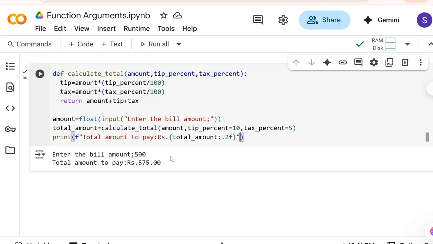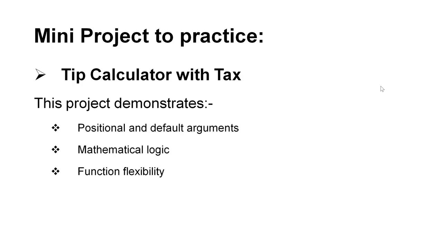So we have created a mini project, a tip calculator with tax. This project demonstrates positional and default arguments, mathematical logic, and function flexibility.